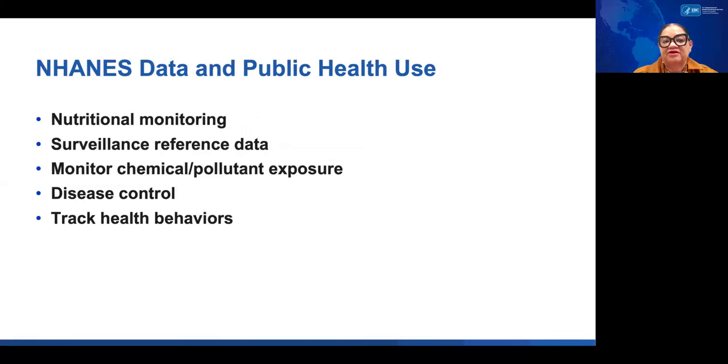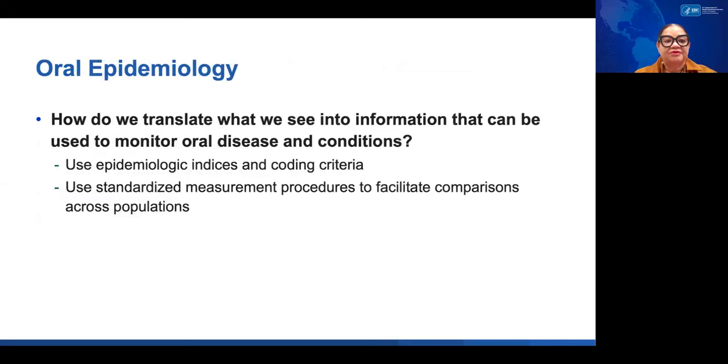And then also we want to look at nutritional monitoring, surveillance reference data. That's a big thing that CDC does. And then to monitor chemical or pollutant exposure, disease control, and as I already mentioned, track health behaviors and any risk for certain poor health outcomes. Next slide. And then there's another area, oral epidemiology. How do we translate what we see into information that can be used to monitor oral disease and conditions? So using epidemiologic indices and coding criteria, using standardized measurement procedures to facilitate comparisons across populations. Next slide.